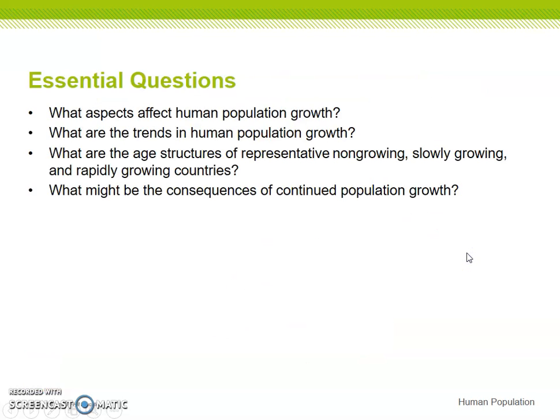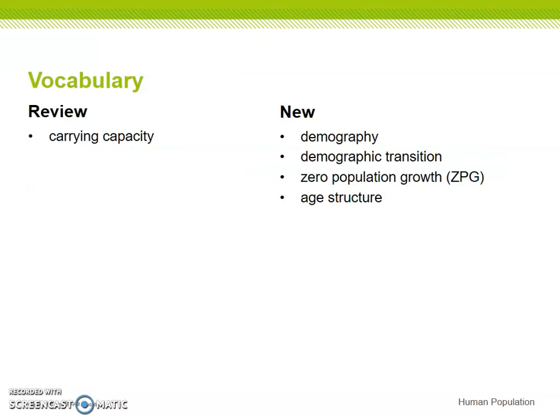Here are the 4 essential questions. What aspects affect human population growth? What are the trends in human population growth? What are the age structures of representative non-growing, slowly growing, and rapidly growing countries? And what might be the consequences of continued population growth?